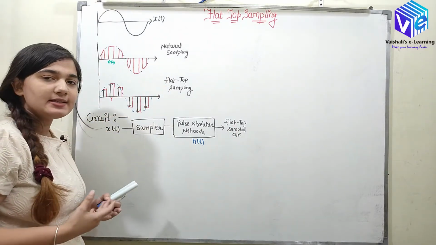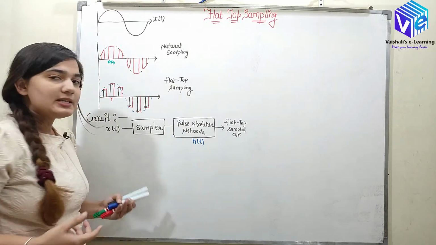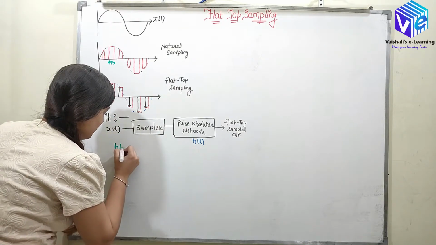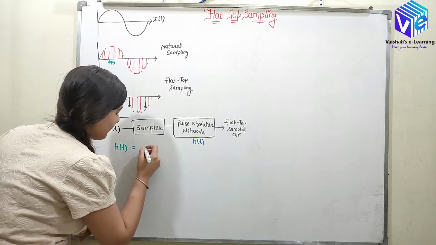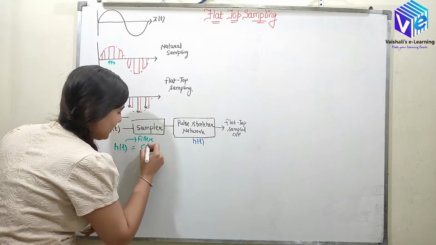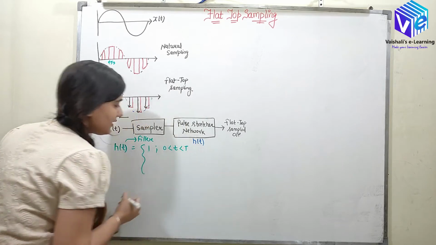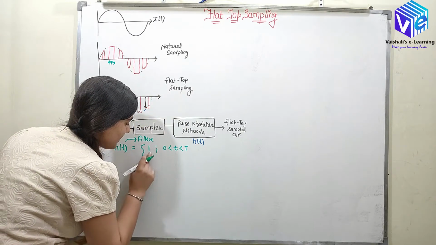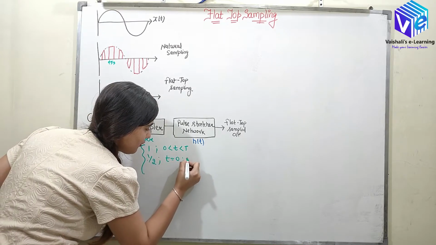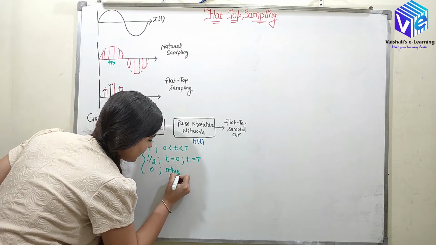We will analyze this mathematically as well. First of all, we should know what this pulse stretcher network is. This h(t) is a filter whose value is 1 for 0 less than t less than capital T, its value is 1/2 at t equal to 0 and t equal to capital T, and its value is 0 otherwise.